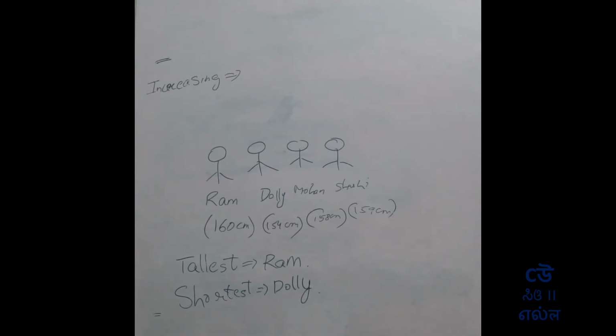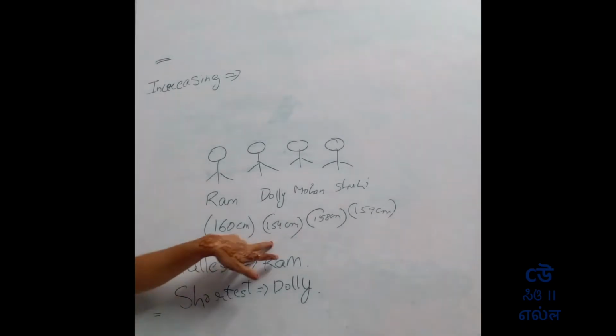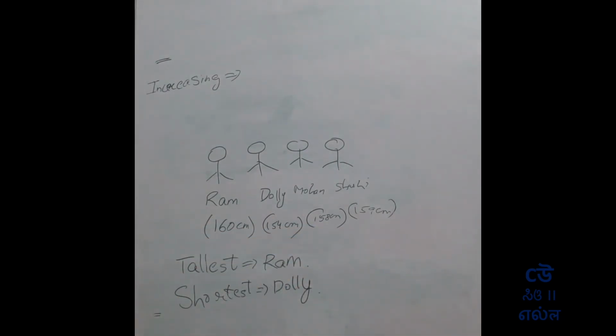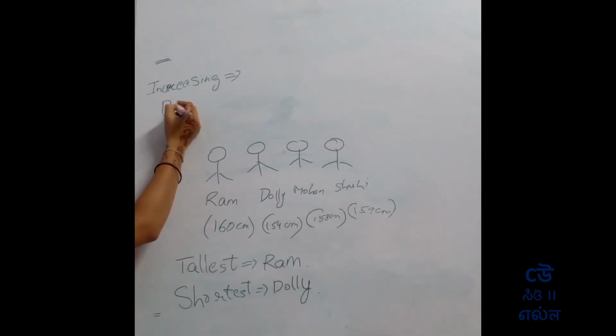So let us write in increasing order. Who will come first? Who will stand first? Increasing order is what? It's from smaller number to big number. It keeps on increasing. So the smaller number is whose? Dolly's. So Dolly will come first.